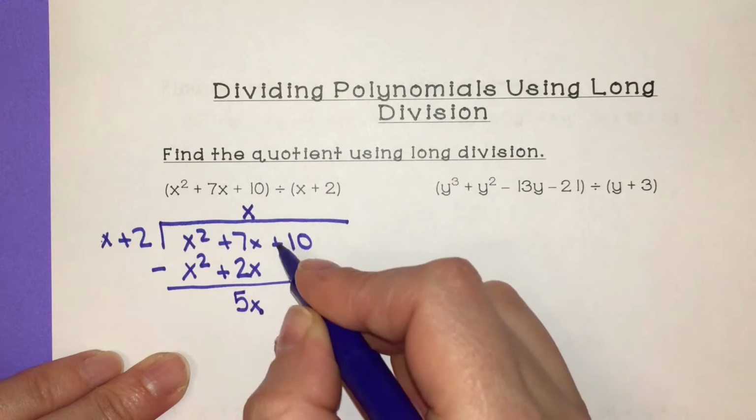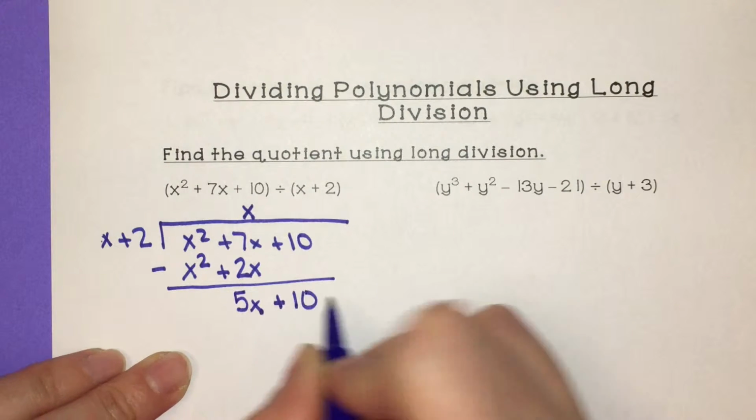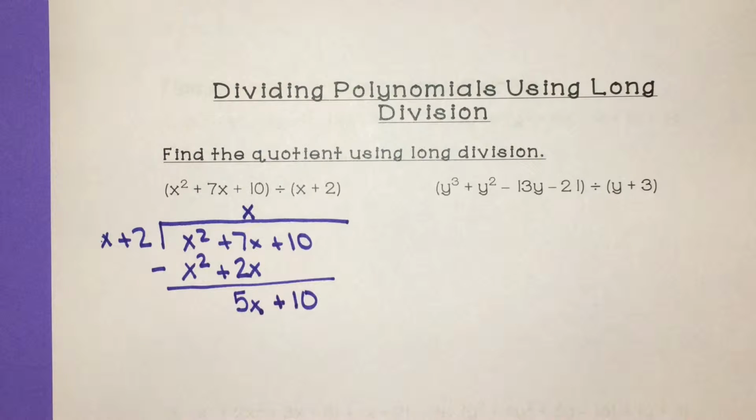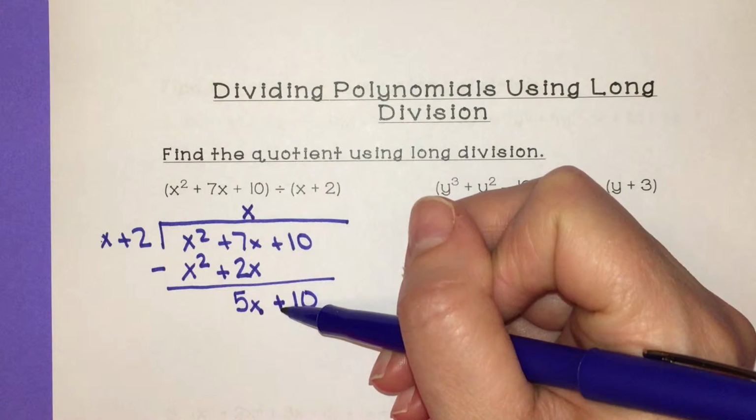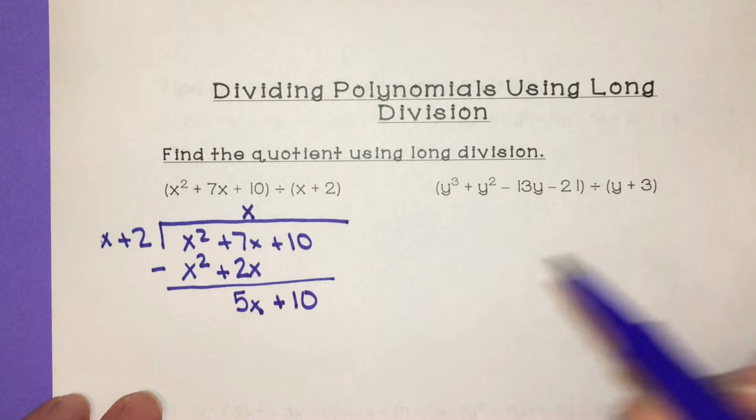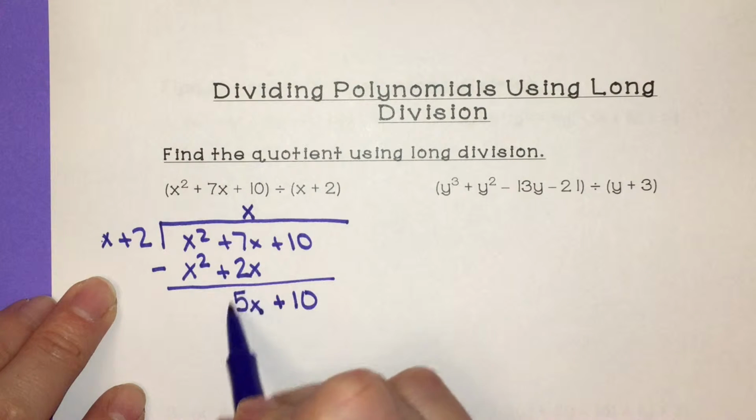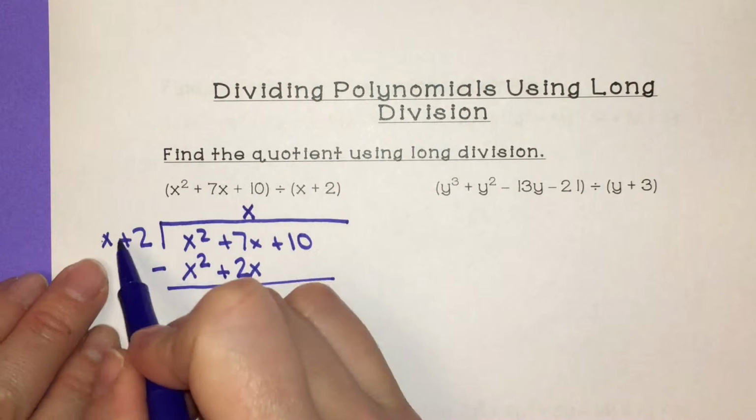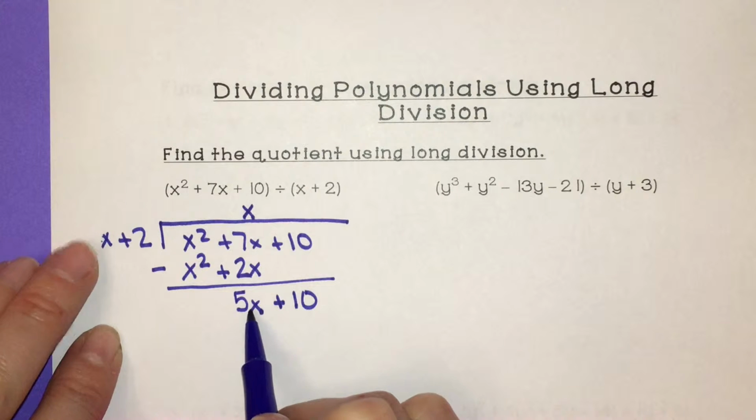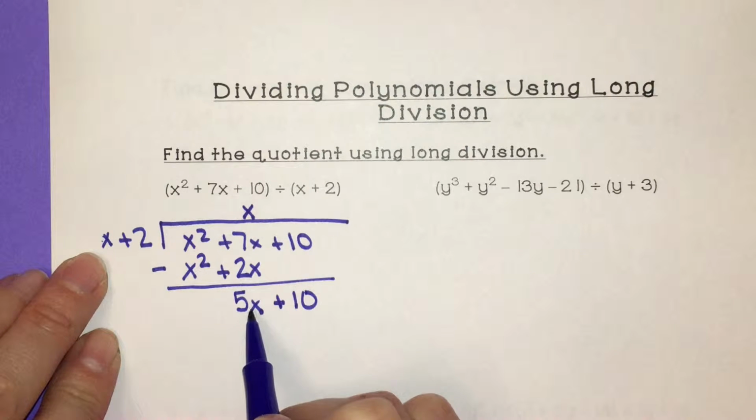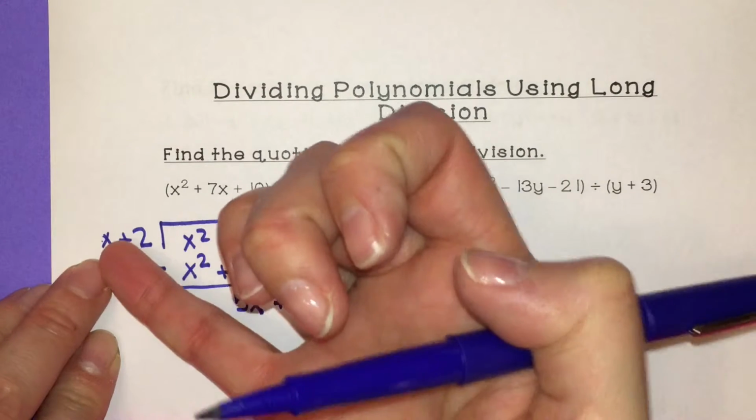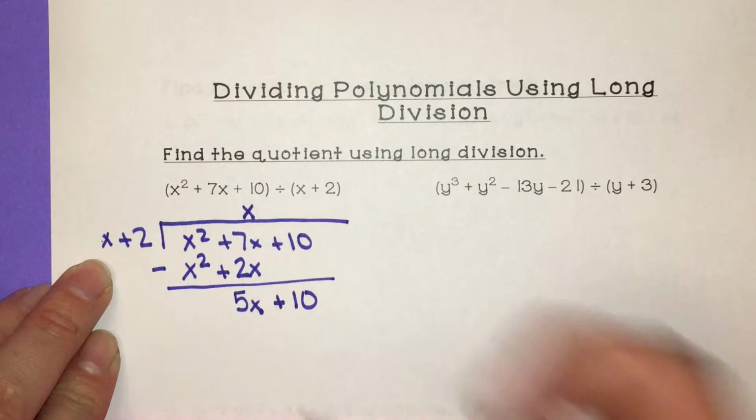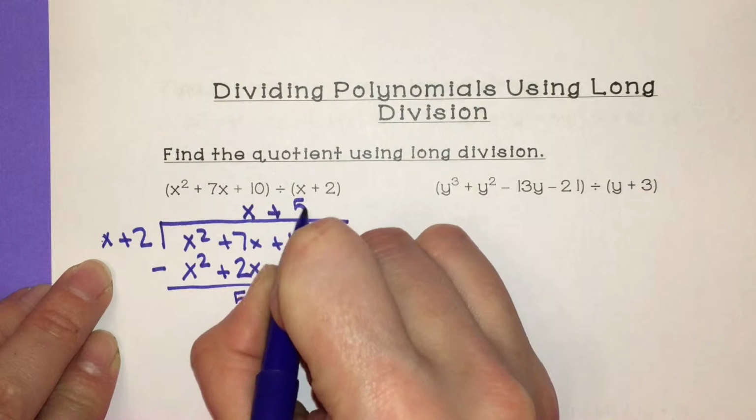I have to bring down my next term. It's a plus 10. Just like when you're doing long division, you bring down your next number. In this case, it's the next term with the operation. Since it was plus 10, we brought down that operation too. All right, so now I want to get rid of 5x. So I always look at what's in front, because the 5x is in front and x is in front here. To make 5x be 0, I have to subtract off 5x. So what do I multiply x by to make it be 5x? Well, positive 5. So I have to put a plus 5 on top.